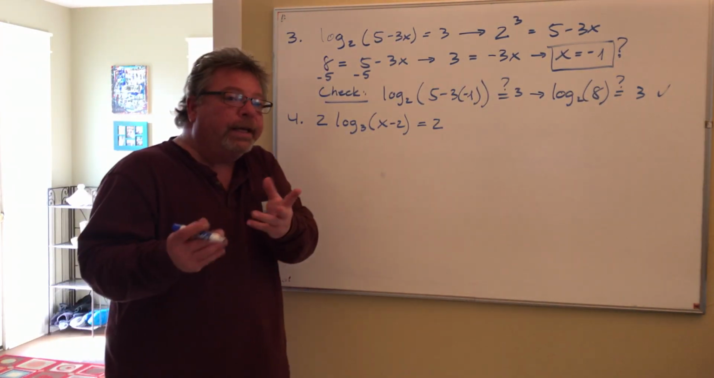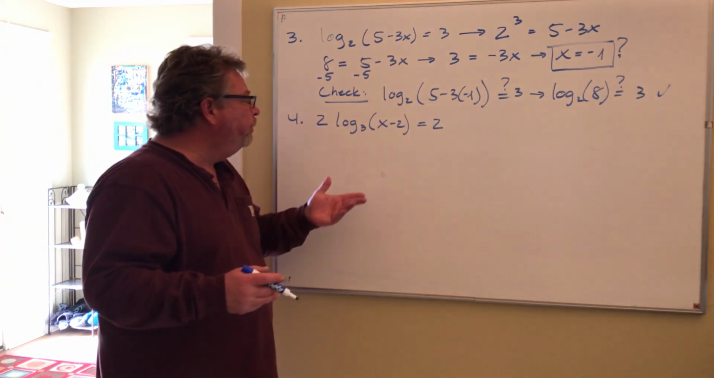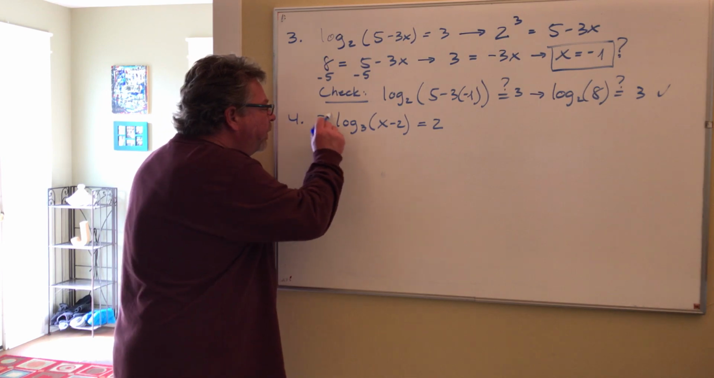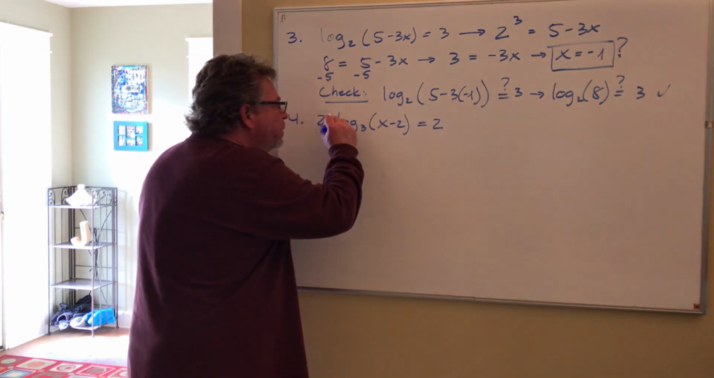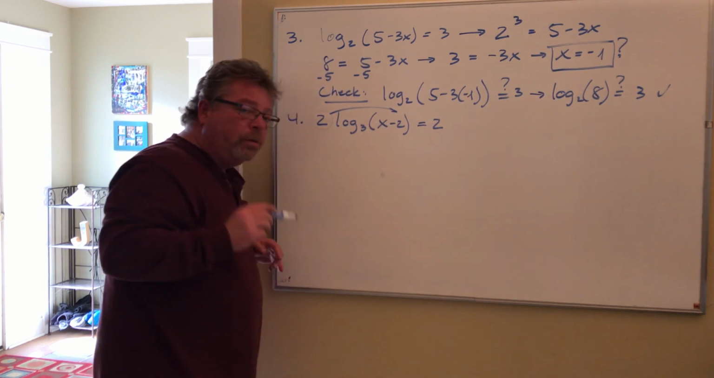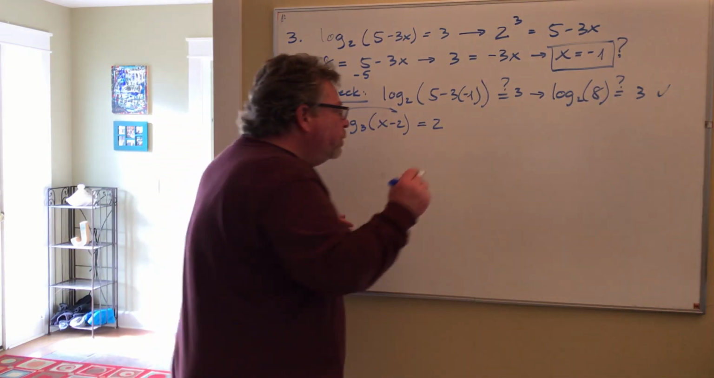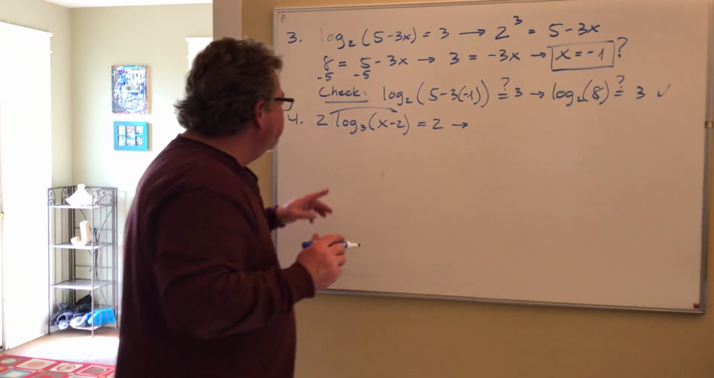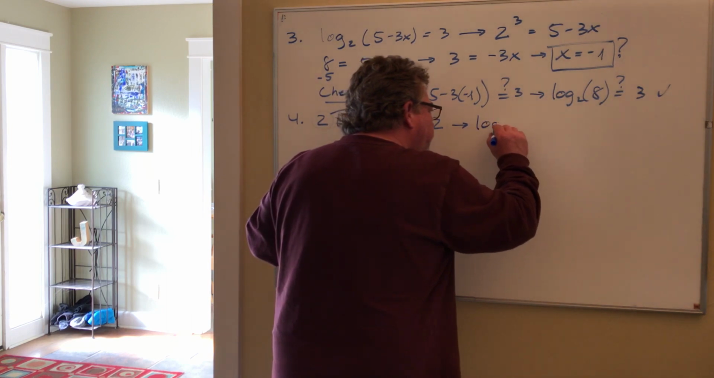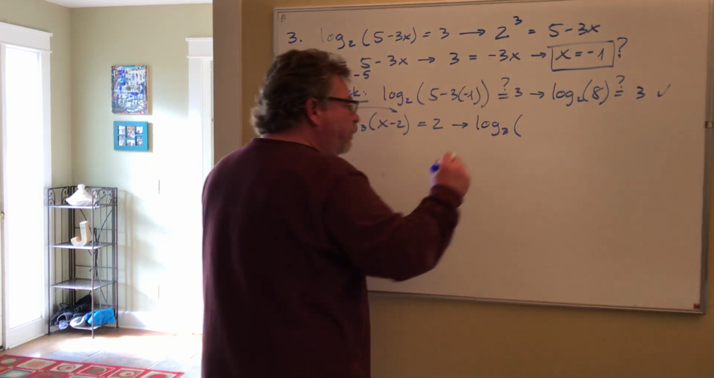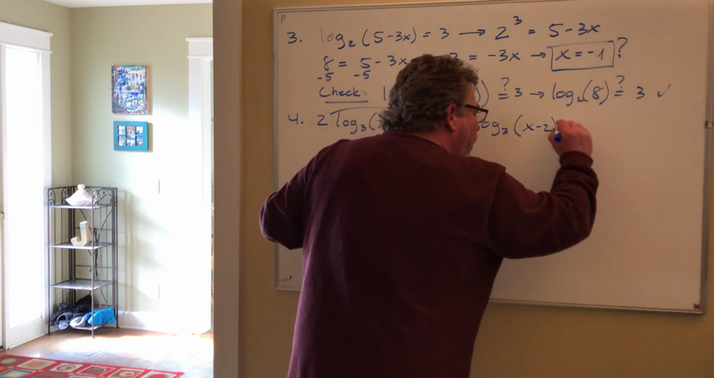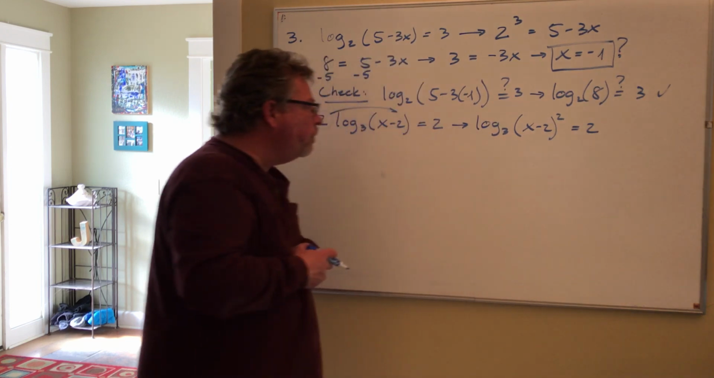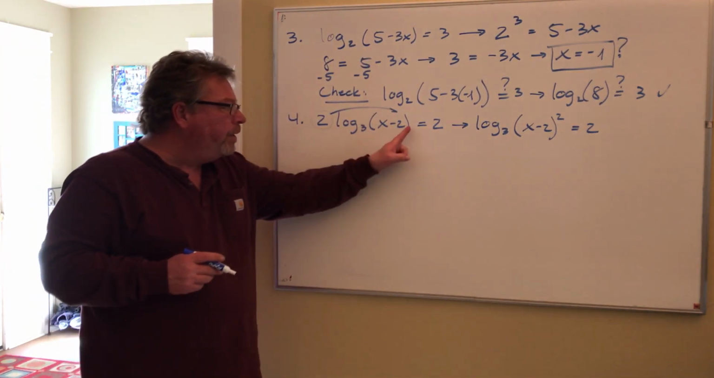And again, this is looking like that second form that I put up there where we have log of stuff equals number, but we've got this guy out in front here, and I'm going to start by drifting that up into the exponent position. So to get this equation in precisely the form that we need, I'm going to write this as the logarithm base 3 of x minus 2, squared, is equal to 2. So again, drift this up into the exponent position.